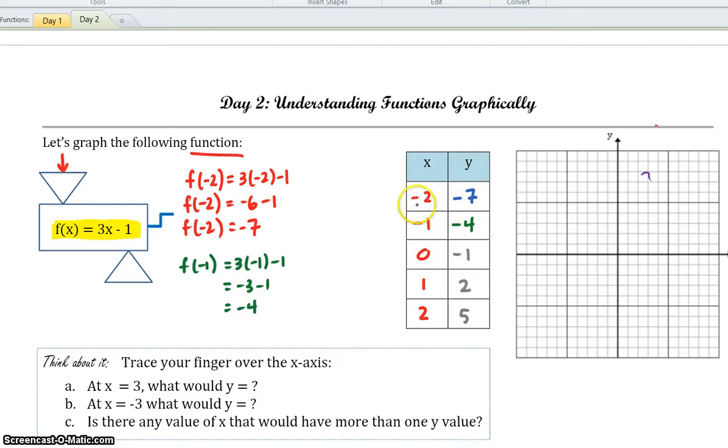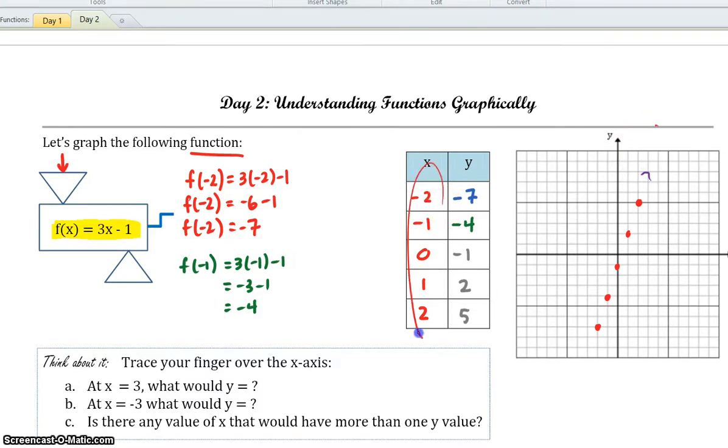Let's go ahead, let's plot these points. Here's my x value, -2, -7; -1, -4; 0, -1; 1, 2; 2, 5. If at any point I'm going too fast for you, just pause the computer, slow down, and think about what I'm writing.